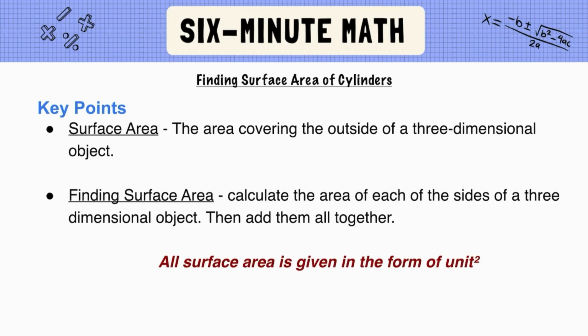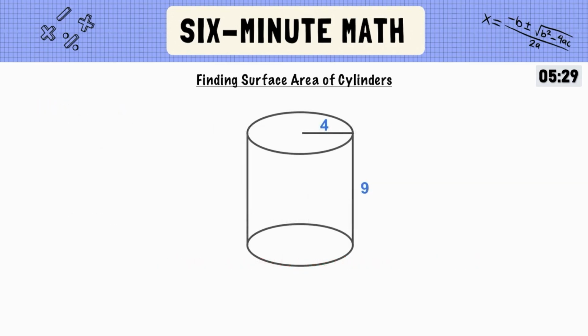We do not have a lot of time for today's episode, so let's get going. Our key points when we are talking about surface area is to understand that surface area is the area covering the outside of a three-dimensional object. To find our surface area, we're going to simply calculate the area of each of the sides of that three-dimensional object and then add them all together. Also to note that all surface area is given in the form of units squared. So let's look at an example.